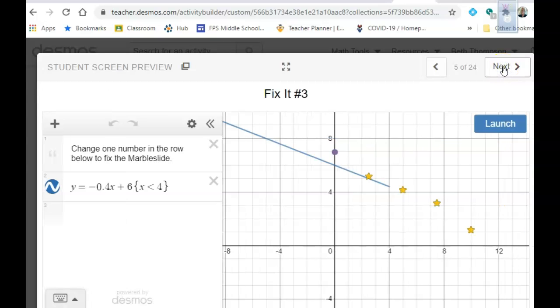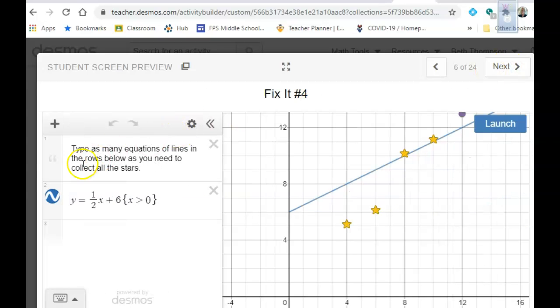The next one, change one number. Look at this part right here. So maybe you want to only change, this is your domain, right? So in fix 3, you might like the slant of the line, and you might like the y-intercept being at 6, okay? And you want to change this. What do we want to change it to? Oh, maybe I want it to go all the way to 12, okay? Obviously, I'm not going to get that last star if I go to 12. So you can change that domain, okay?